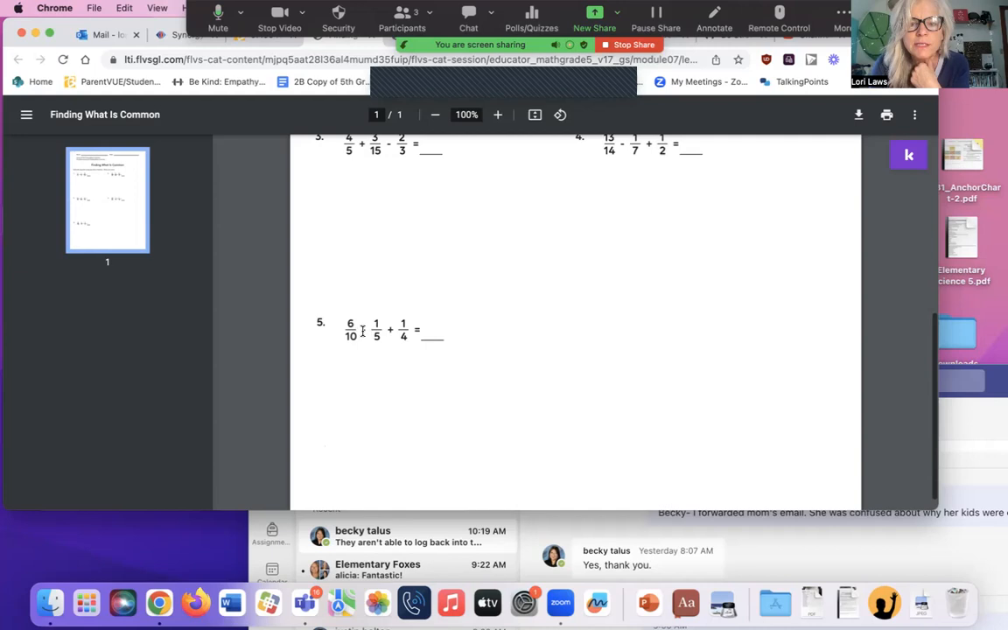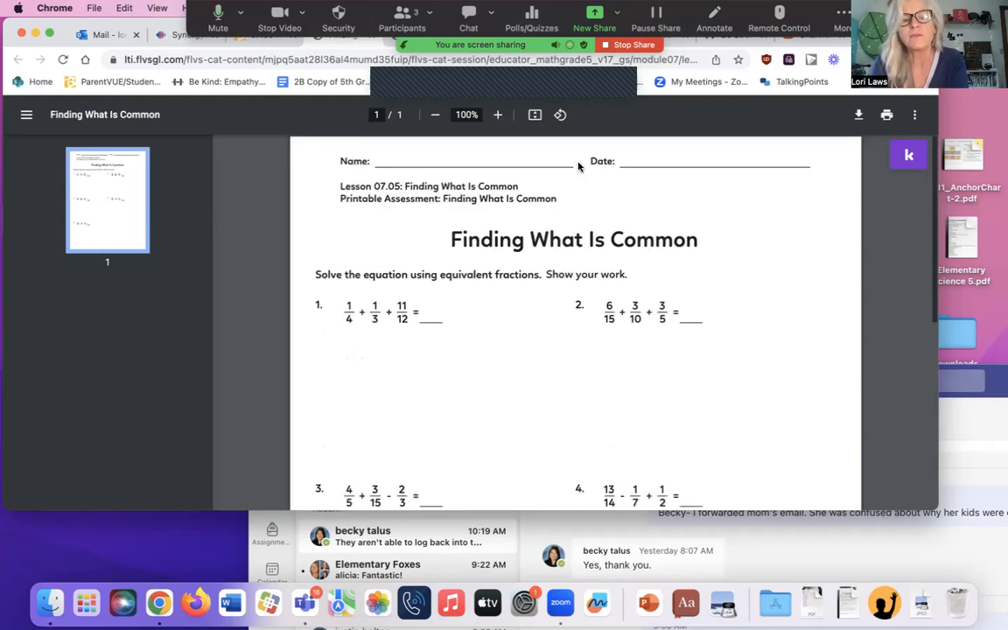And then be very careful of the subtraction and the addition. If you have any problems, come back to the main room and ask me.